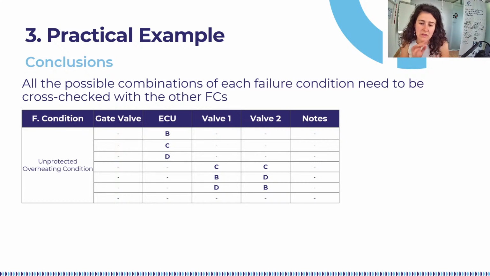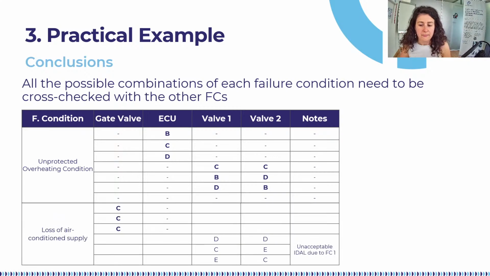So I will do this example. That is what we did before. We have the first failure condition with B, C, D. The ECU was B, the conclusion was B, C, D. And the valves, those were the possible combinations of these valves. Then we have the next failure condition, where the gate valve was one minimal cut set, a single point of failure, fine, C. But then we have again the valves.